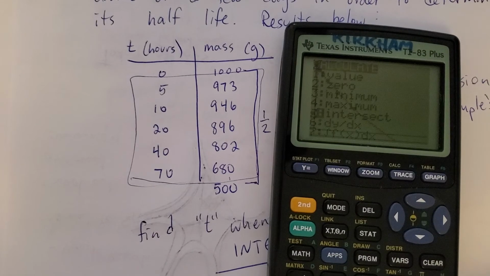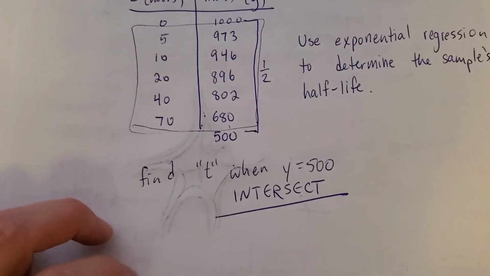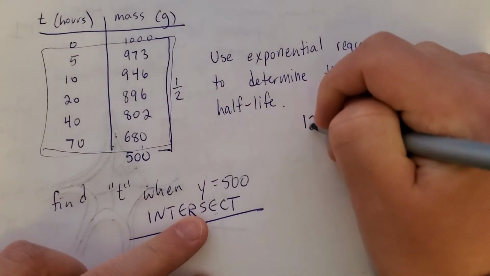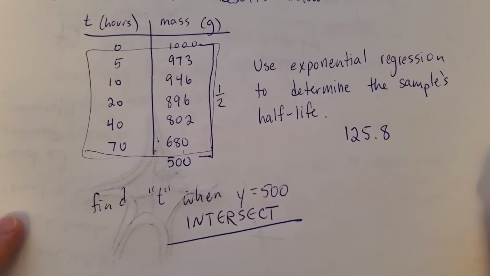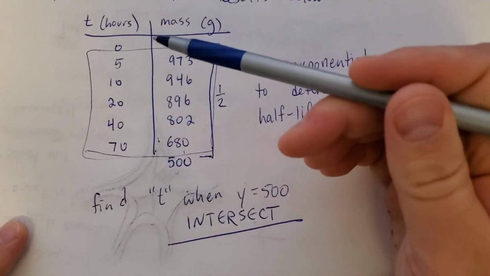We know how to do this. So here comes our answer. Boom, boom, boom. 125.8. What are the units? Is that days, hours, years, what? Well, it matches whatever we used here, which was hours.